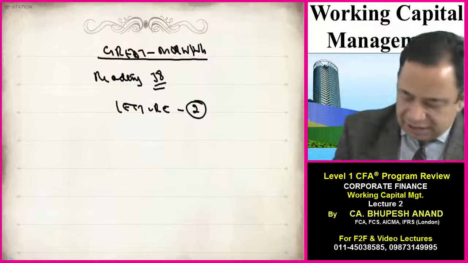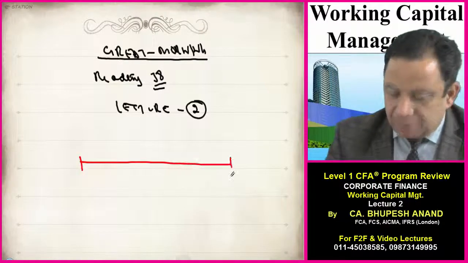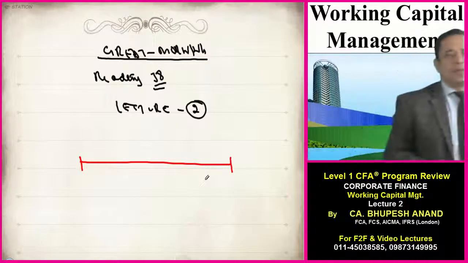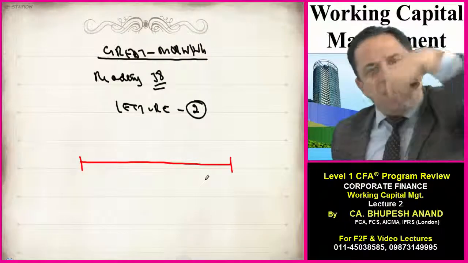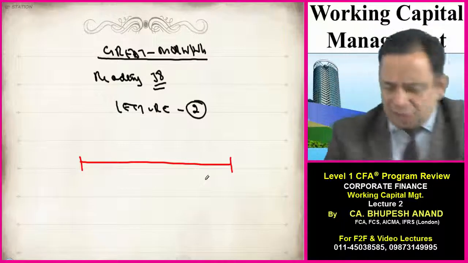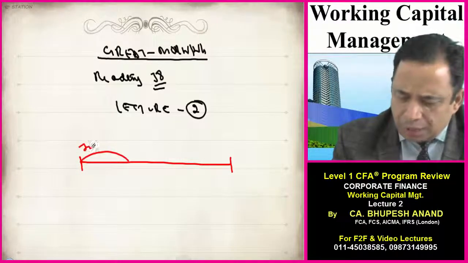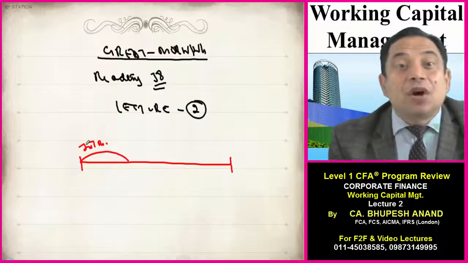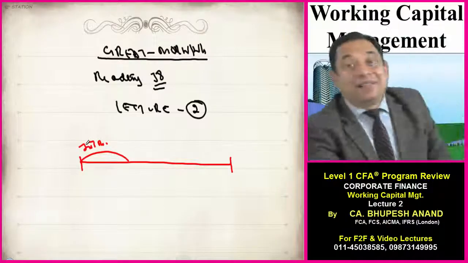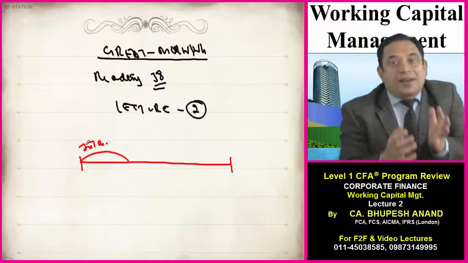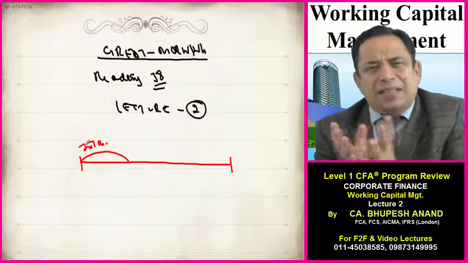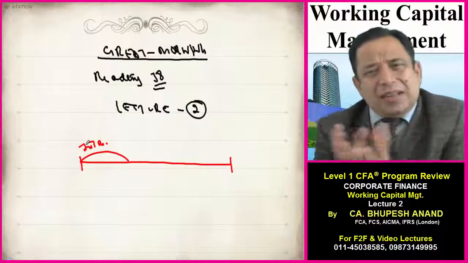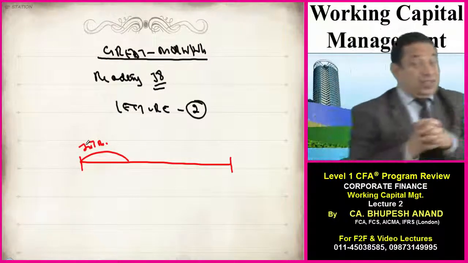So friends, in the last lecture, that is in lecture number 1, I have not covered any learning outcome. There are 7 learning outcomes, but I have not covered any of them. I have just told you the intro part, that what is the meaning of working capital, why the funds are required, what are the reasons of fund, all that basic and introductory concepts I have given you in the last lecture, number 1.